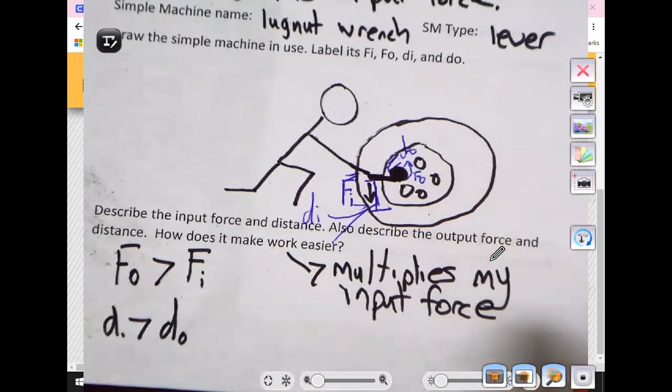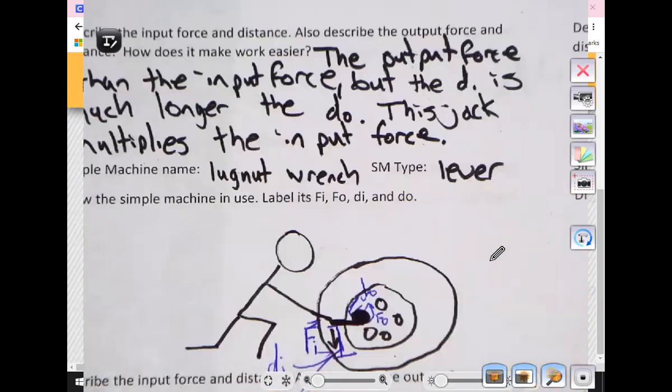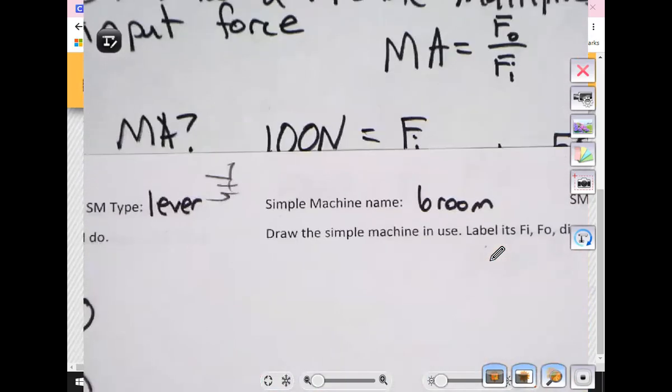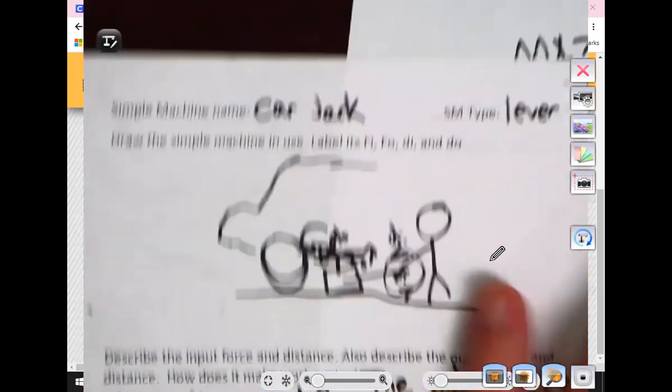Oh, see the last one? You do it up one. I need you to do the one that we're doing right now. Do the broom first. I did it. You already did it? Okay.